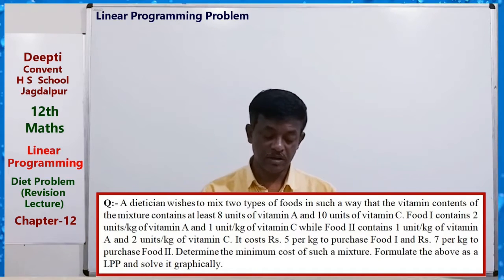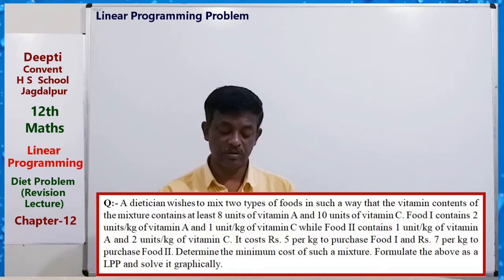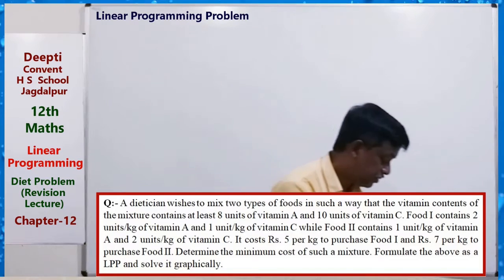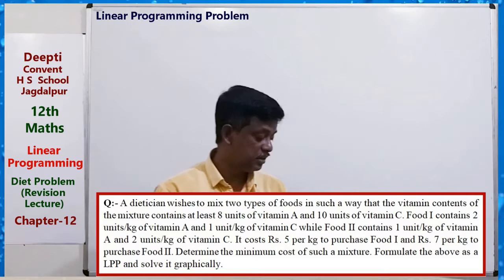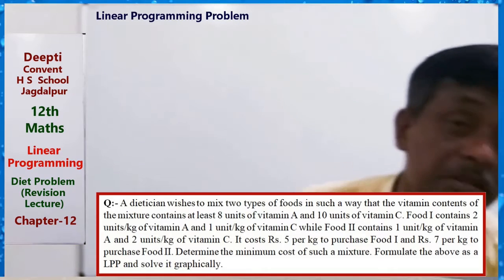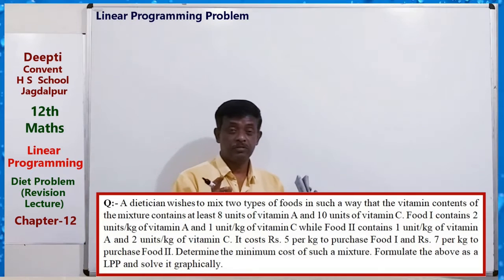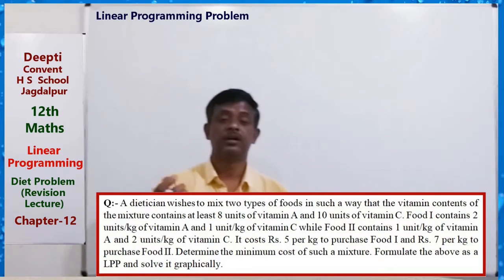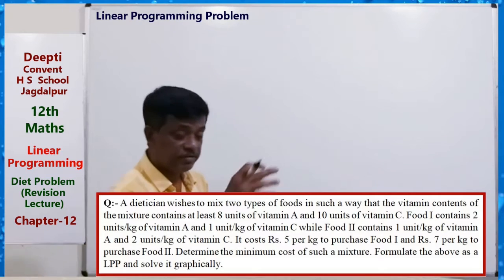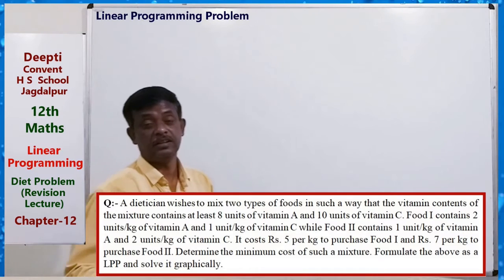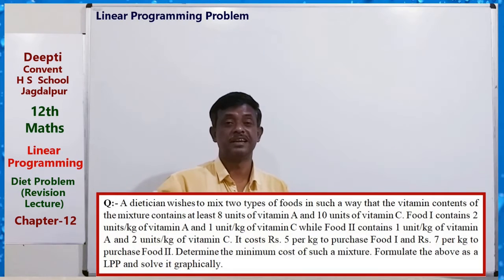The dietitian wishes to make food by mixing two types of contents, and we have to formulate the LPP and solve it graphically. In this type of question, two types of food and their quantities are given, and the minimum requirement is also given, so we can prepare a table for writing constraints. First we have to formulate: suppose x kg of food 1 and y kg of food 2 is required. The given conditions can be written in tabular form, then we can write the constraints, that is, inequalities, and then minimize using these constraints.